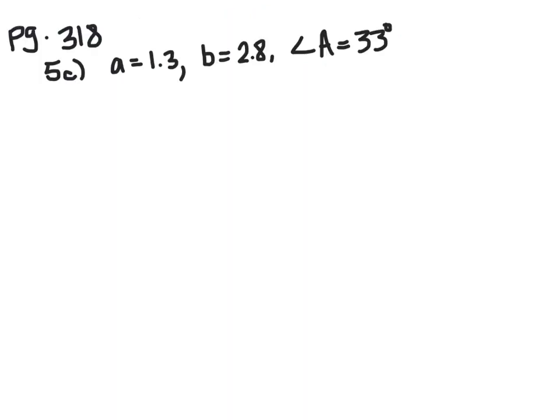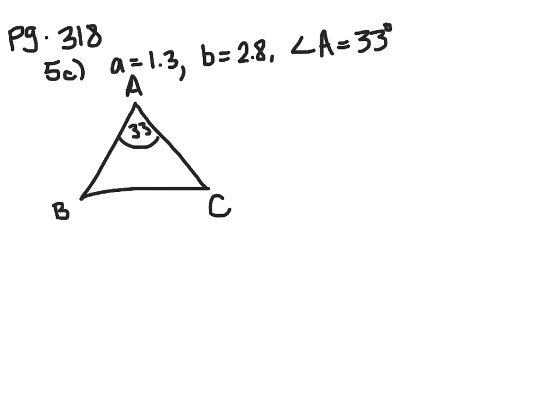Let's take a look at page 318, same question, number 5, but C. Again, it's asking me to construct as many triangles as possible with these given measurements. So I'm constructing a triangle ABC. Angle A is 33 degrees. Little a, across from big A, is 1.3. This is all in centimeters. And little b, across from big B, is 2.8. It's asking me to solve for this. Again, there's no 90 degrees, so I can't use SOHCAHTOA.